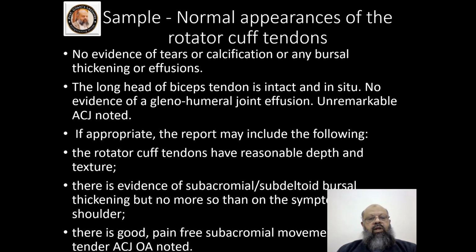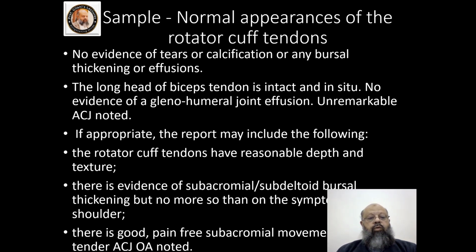As a sample, we can discuss the normal appearances of the rotator cuff tendon. No evidence of tears or calcifications or any bursal thickening or effusion. If there is no tear, no calcification, no bursal thickening, no free fluid or effusion, we can write this sentence. Then we can write the long head of biceps tendon is intact and in situ. No evidence of a glenohumeral joint effusion.